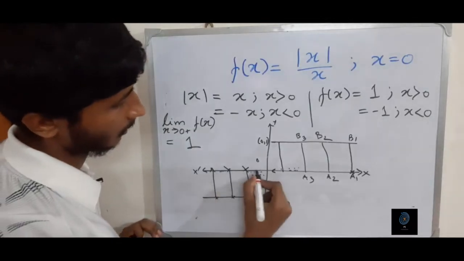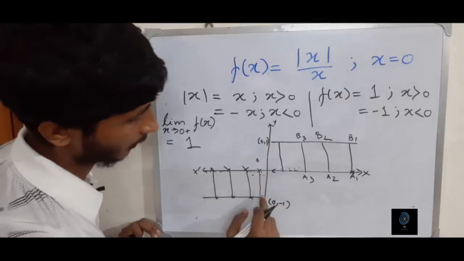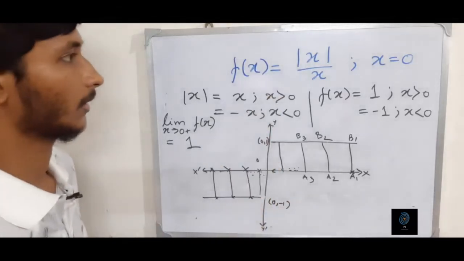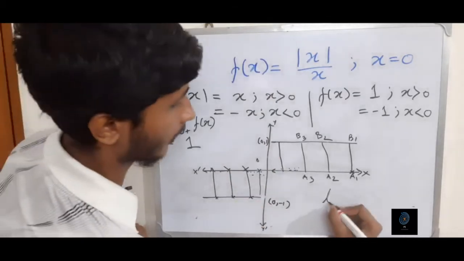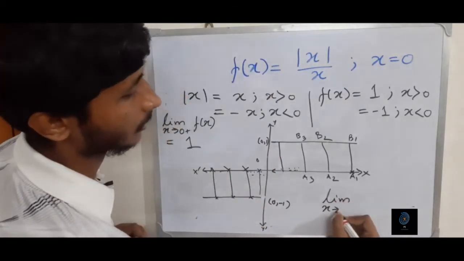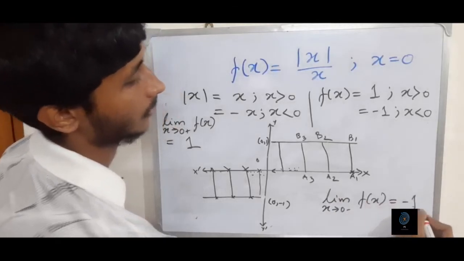Whatever value we take as x on the x-axis, the value of f(x) will always be -1. Sorry, this will not touch as the function is not defined at x equal to 0. So what can we write? We can write limit x tends to 0 minus f(x). What is this value? This is -1.